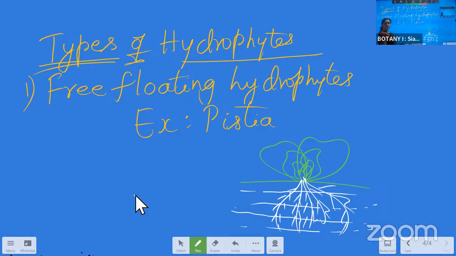This is the Pistia, what we have to draw. No need of labeling, nothing, but the diagram you should draw then and there itself. And now comes the second one.